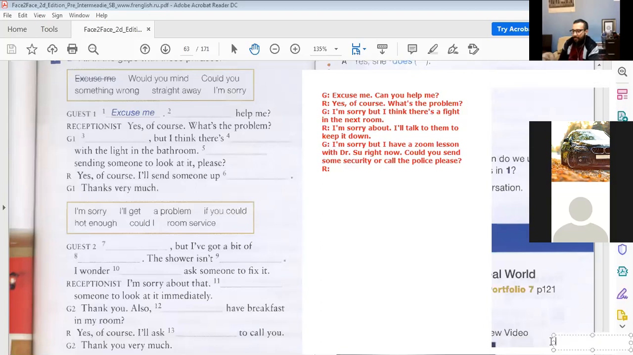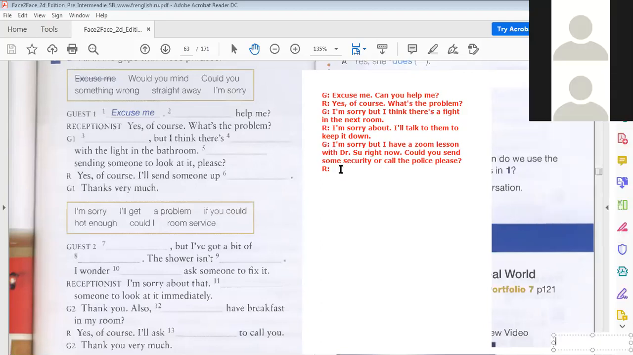Oh my God. Maybe she will run. Maybe she'll be afraid. We said it's not Zoom time. Okay. So what do you think? What are you going to say now? Yes, I will. Okay, so you can say yes, of course. I'll send all the security. All right, good. So yes, of course.